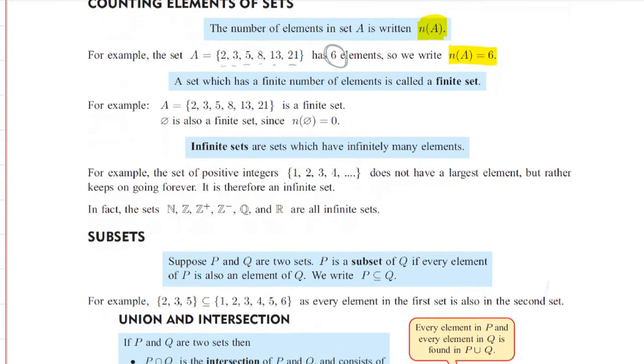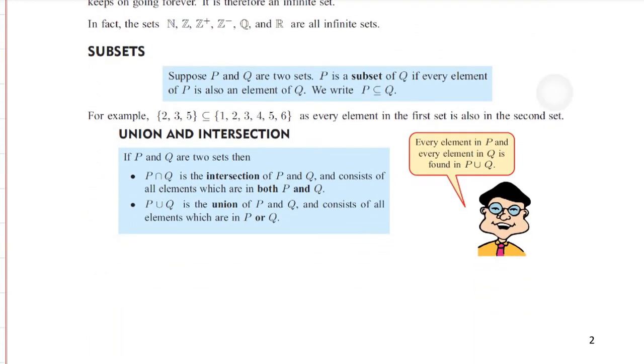If we go down to where it says subsets, a subset just means that it's part of the original set. So our example here, this says the set that contains 2, 3, and 5 is a subset of the set that contains 1, 2, 3, 4, 5, 6. So every element in this first part is found here, 2, 3, and 5.